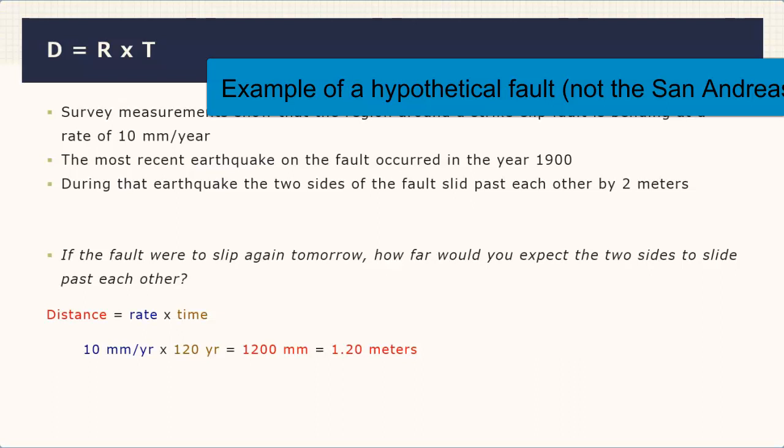Distance equals rate times time. So 10 millimeters per year times 120 years equals 1,200 millimeters, or 1.20 meters.